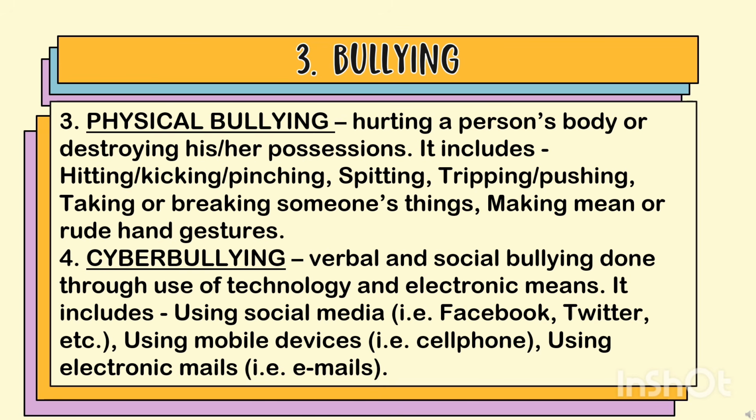Third one is physical bullying. Hurting a person's body or destroying his or her possessions. It includes hitting, kicking, pinching, spitting, tripping or pushing, taking or breaking someone's things, making mean or rude hand gestures. Fourth one is cyberbullying. Verbal and social bullying done through the use of technology and electronic means. It includes using social media like Facebook, Twitter, etc., and using mobile devices like cell phones or using electronic mail or emails.